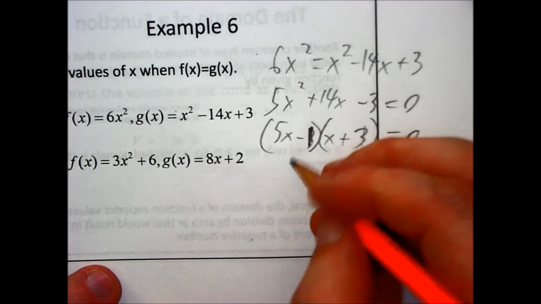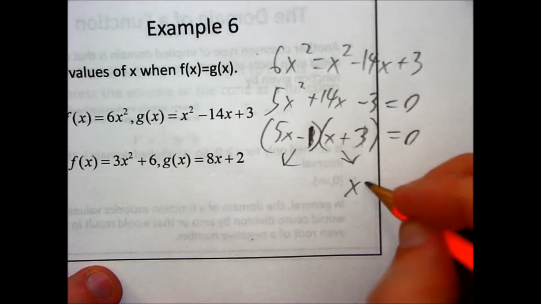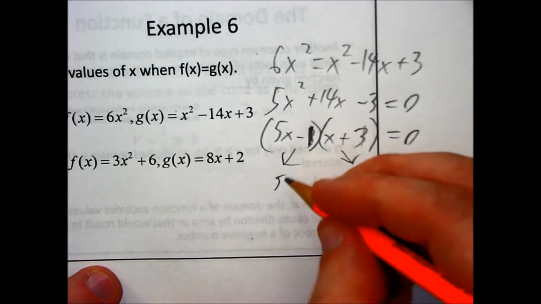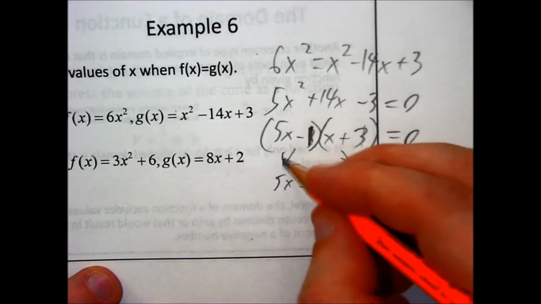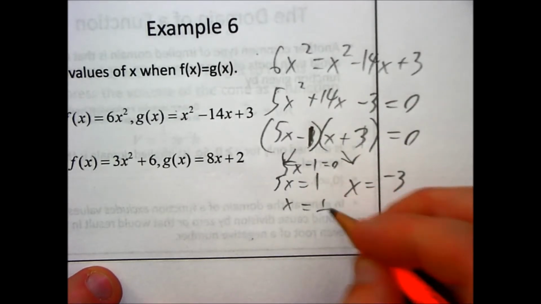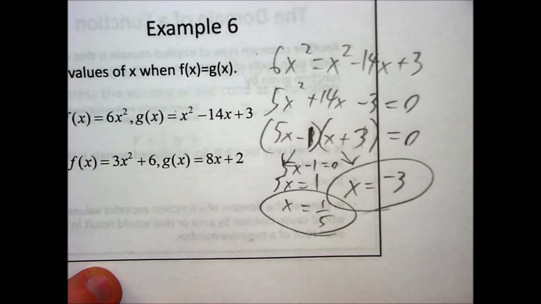Now set each one equal to 0 and solve. So I have x equals negative 3. What's the other one? 1/5, because I have 5x is equal to 1, since it's equal to 0. And then divide. So you get 1/5 and negative 3.